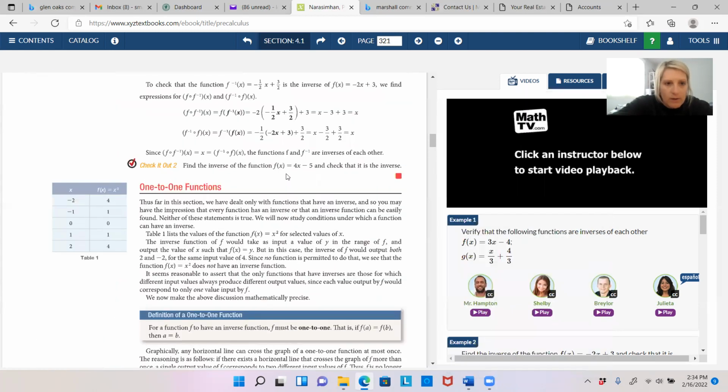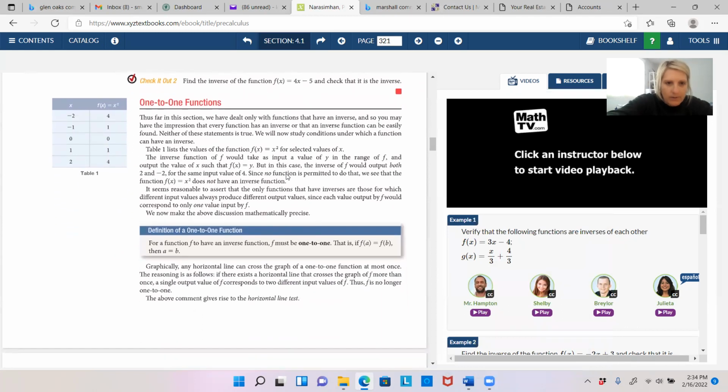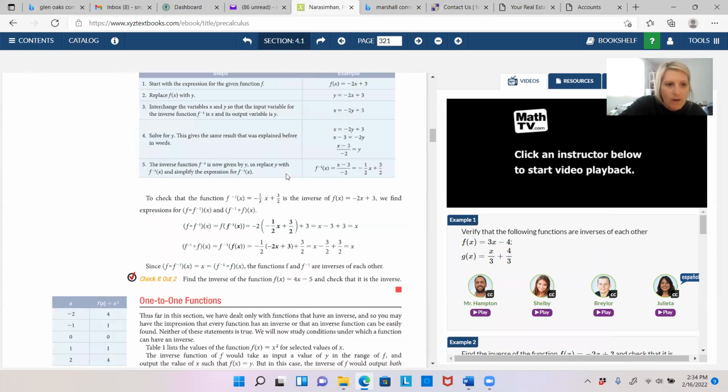So right here, for a function to have an inverse function, it has to be one-to-one. That is, if f of a equals f of b, then a equals b.